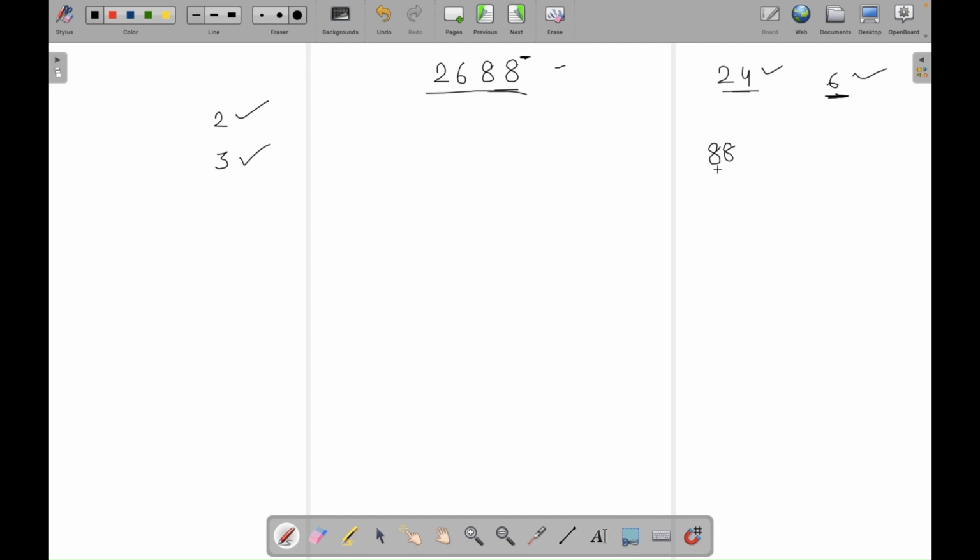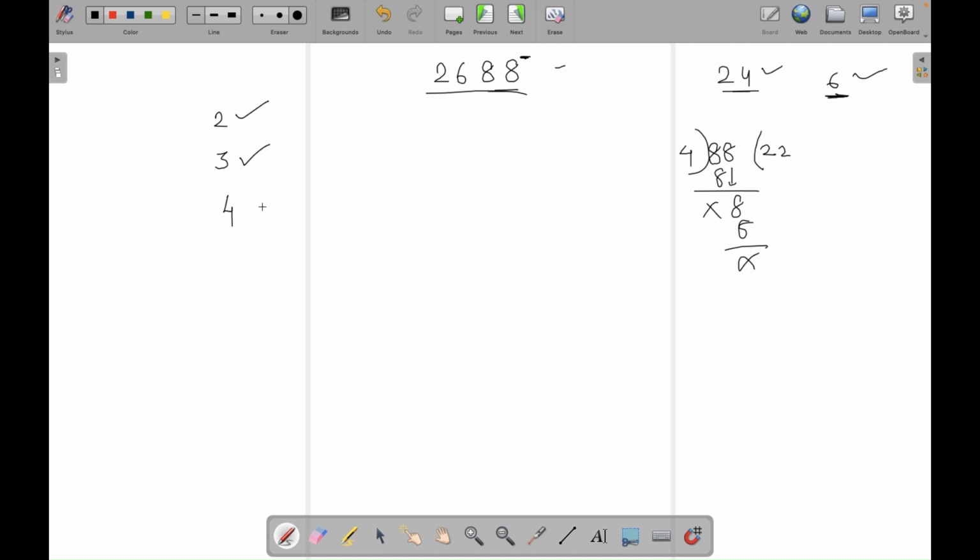Right? So 88, is this divisible by 4? Here we have to divide. Instead of dividing this entire number, we just have to divide the last two digits. So 4 2s are 8, it gets cancelled, 8 comes down, and then 4 2s are 8. So yes, it is divisible by 4 as well.